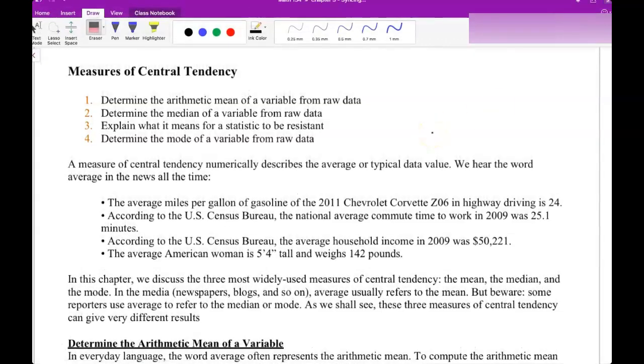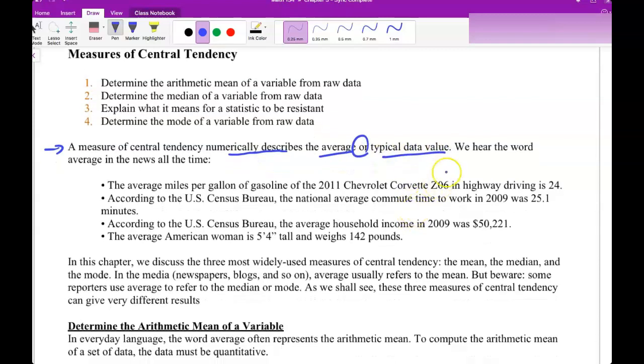Hello everyone, here is measures of central tendency. A measure of central tendency numerically describes the average or typical data value. And usually we use the word average.